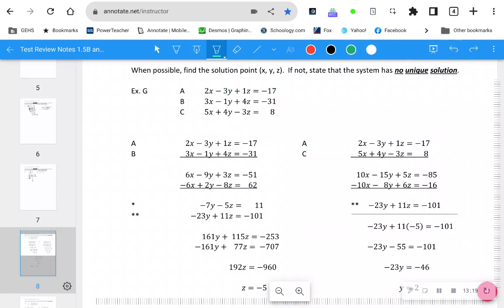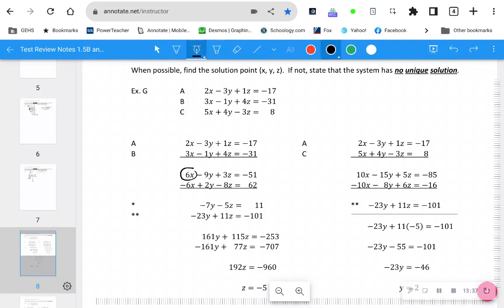Then you're going to pair the first time with B and the second time with C. And you could actually pair B and C, but I've asked you not to. Just do it this way every time. Okay, now you're going to try to get rid of the front variable, the x, in both of them.